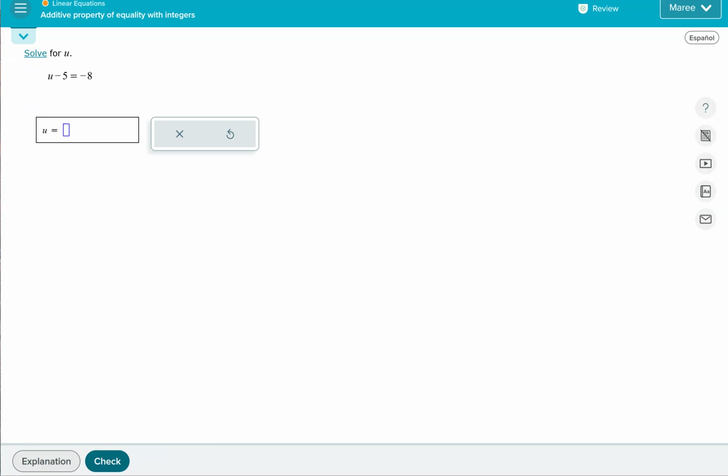Okay, so in this problem, we have u minus 5 equals negative 8. Now we want to focus on the side of the equal sign that has our variable u, and that's on the left side. So we look at what is being done to u, and evidently, it's having a 5 subtracted from it.